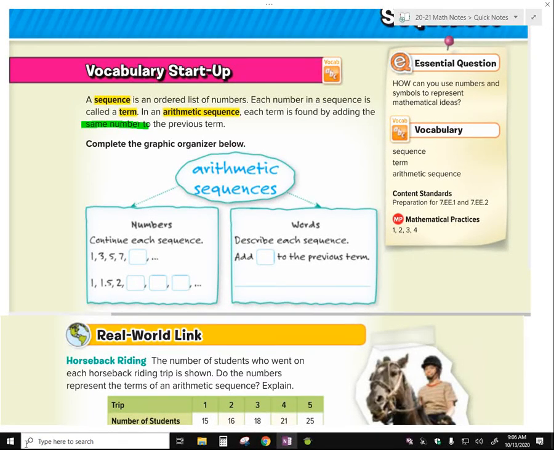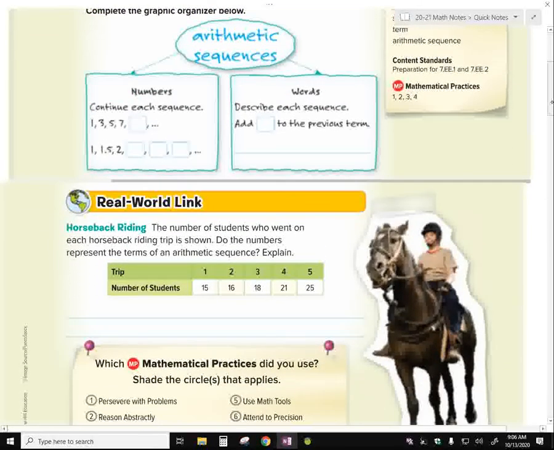Complete the graphic organizer below. And yes, this is how simple this section is. Numbers continue each sequence. We have 1, 3, 5, 7. What do you think is next? 9. Is that seriously hard? That's literally about how challenging this is. I actually might be able to do 1, 1.5, 2. What's next? 2.5. Then 3. Then 3.5.